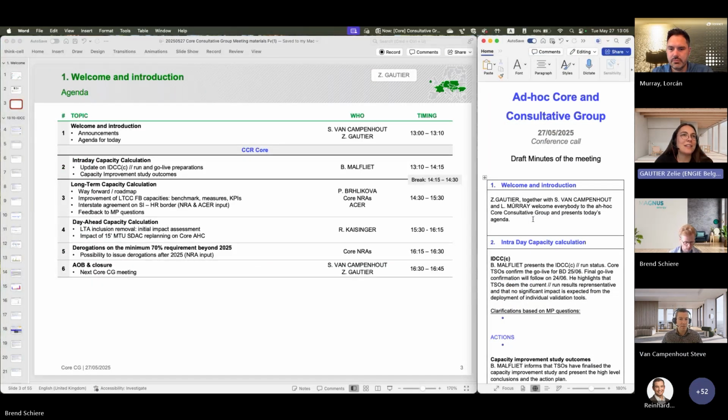So yes, on the agenda today, as you can see, it's an ad hoc Core CG meeting. So not necessarily all topics are being tackled, even though there are plenty of topics being tackled. On the first topic line, there will be an introduction about intraday capacity calculation. There will be a deep dive on the IDCC parallel run and go-live preparations, and the capacity improvement study outcomes as well.